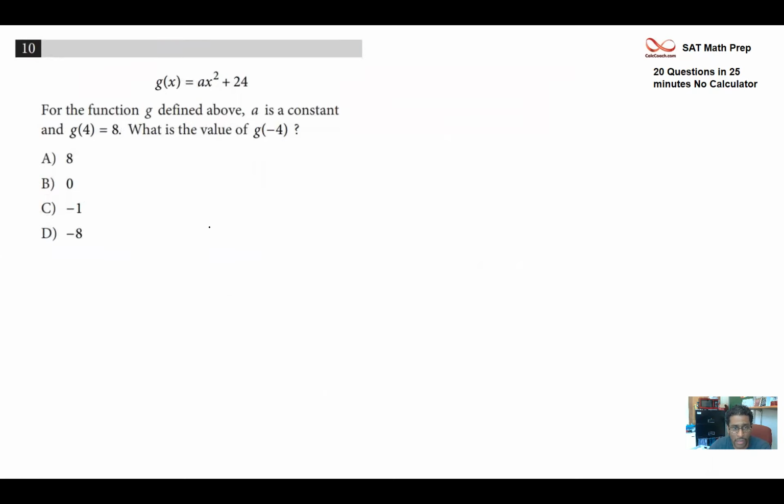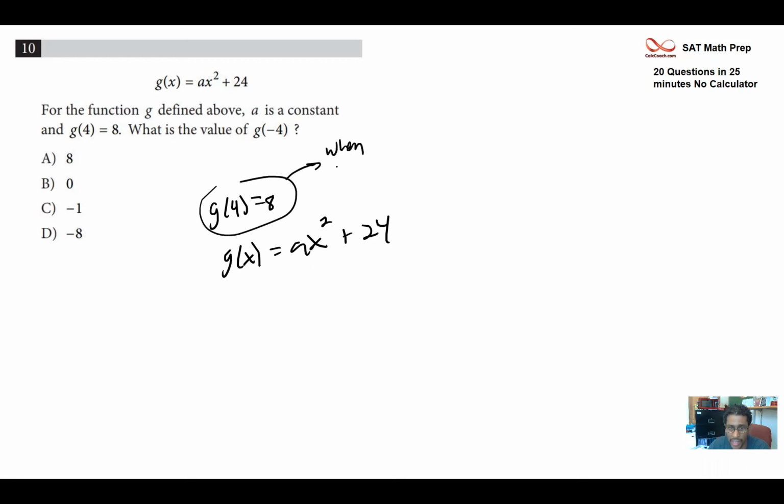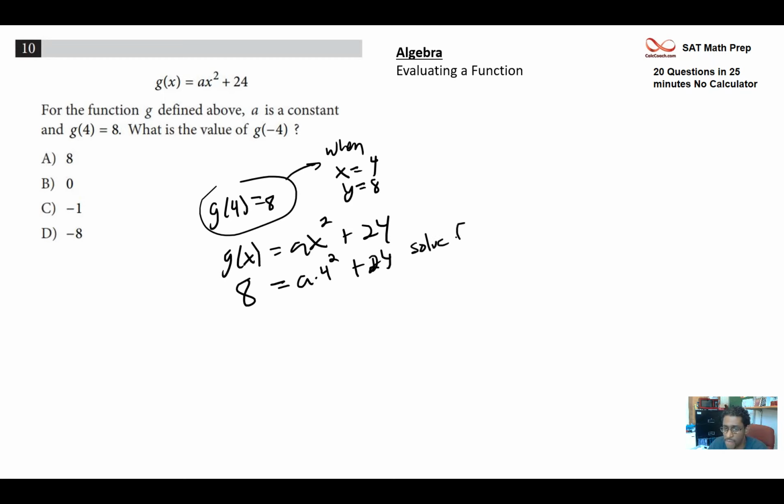And number 10, we have an expression for a function. And we know that g of 4 is equal to 8. So g of x is ax squared plus 24. This is us dealing with evaluating a function, knowing that when x is 4, y is equal to 8, or g of 4 equals 8. The equation is equal to 8 when x is equal to 4. And this would help us solve for what a is, because that's the only variable left.